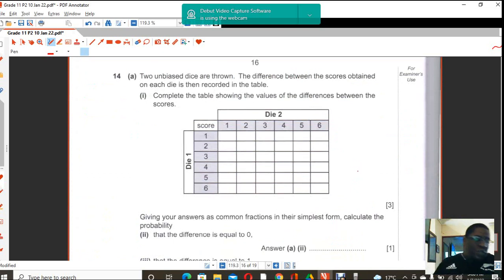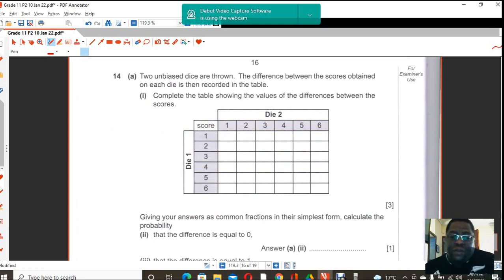All right, question 14, we're getting very close to the end. This is the second last question. Two unbiased coins, or not coins, my goodness, I said coins, these dice. One is a die, and they are thrown, and the difference between the scores obtained on each die is then recorded. Now, there's something you must remember.